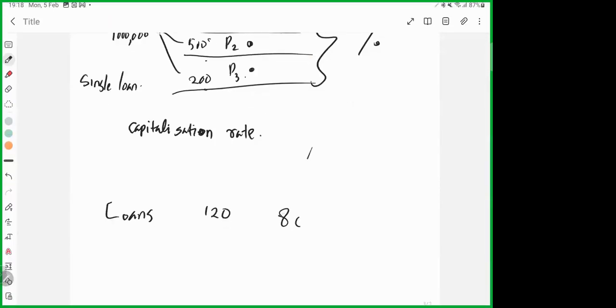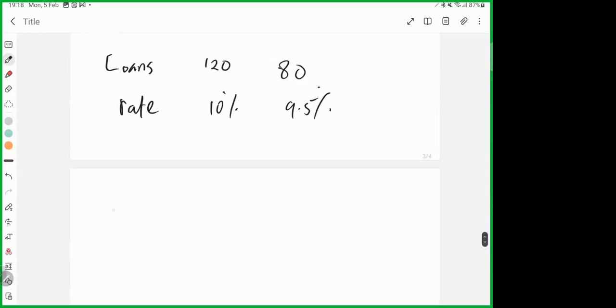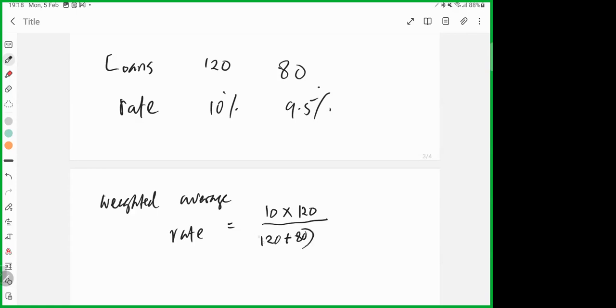So 120 and 80. The rate? Ten percent and 9.5%. What I now need is a weighted average interest rate. How do I calculate? 10% into 120 over 120 plus 80, plus 9.5% into 80 over 120 plus 80. You understand my calculation or not? Yes. Could you kindly complete the calculation?